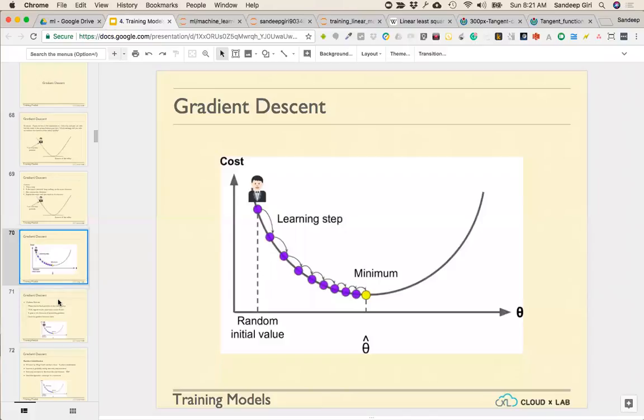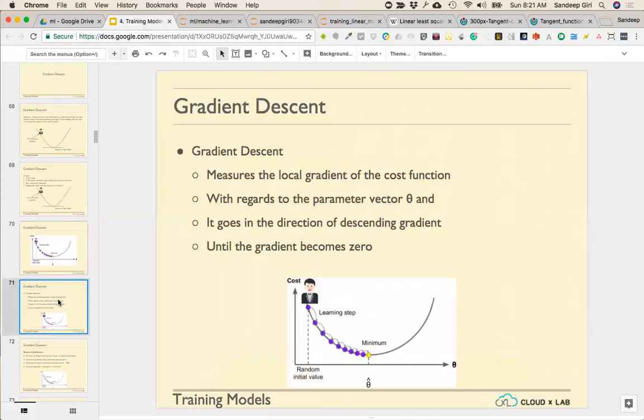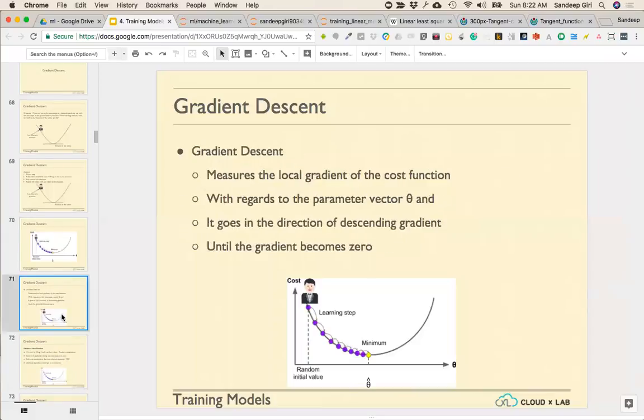So gradient descent is basically an iterative approach. Gradient descent measures the local gradient of the cost function. Again, gradient is also the same as differential. Gradient is the same as the slope. And so gradient descent measures the gradient of the cost function with regards to the parameter vector theta, and it goes in the direction of descending gradient, until the gradient becomes zero.